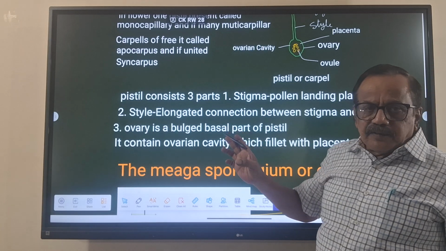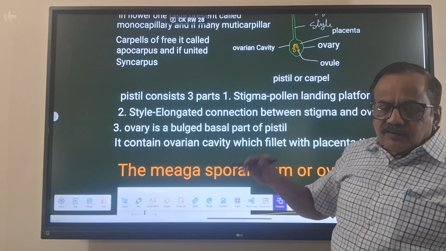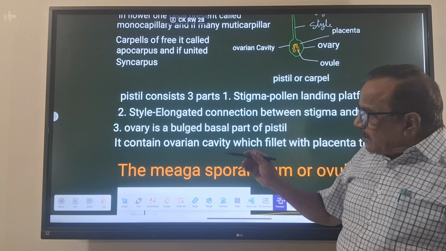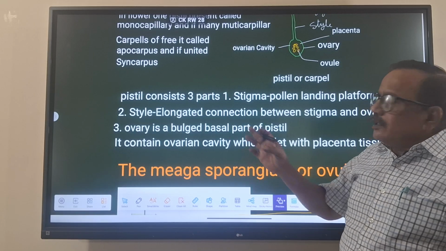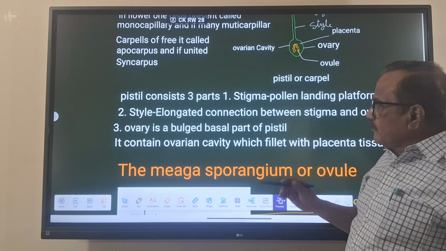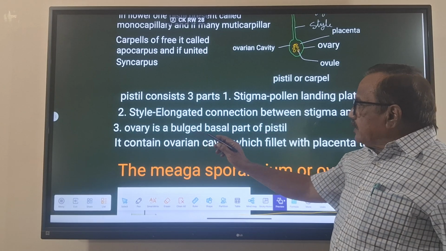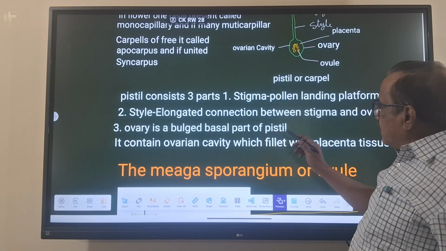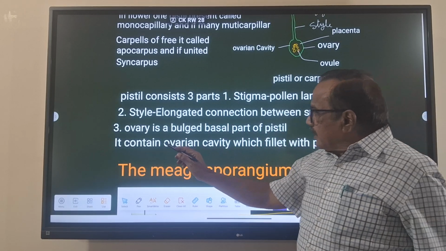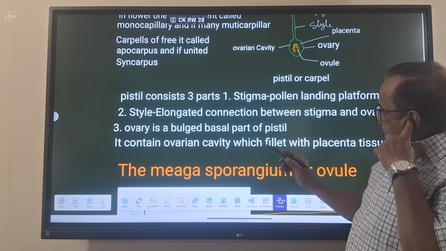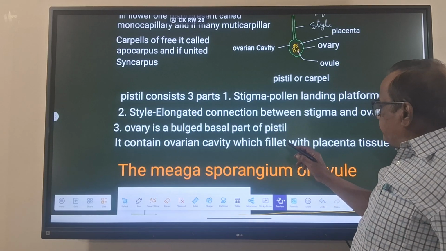All these are written by me only, but I converted them into the printing matter way on this board, so that you can see easily. Now, the ovary is the bulged basal part of the pistil. It contains the ovarian cavity, which is filled.